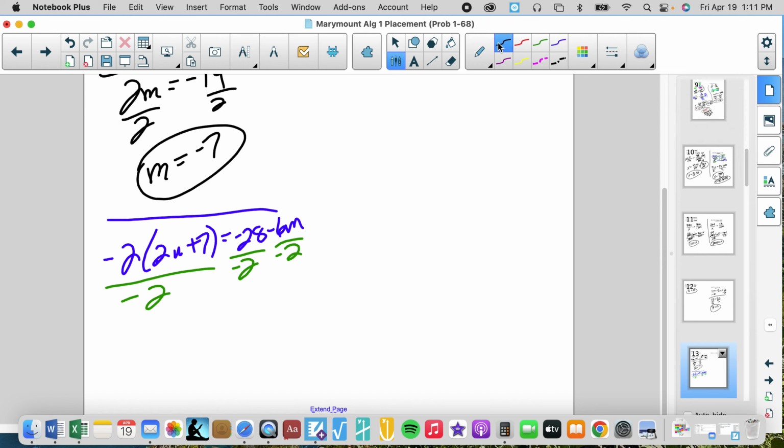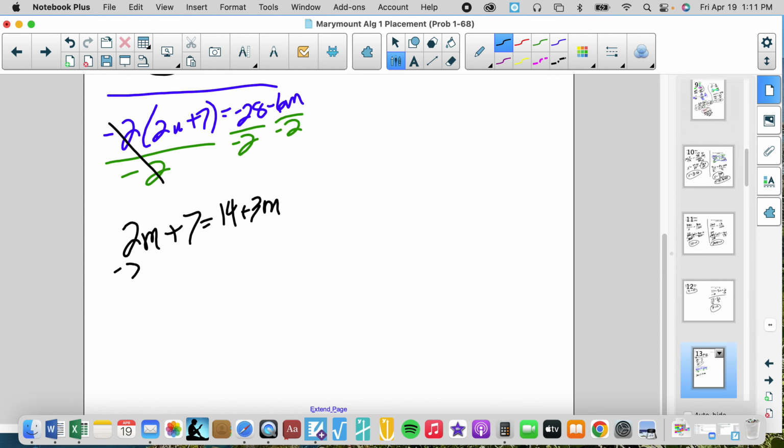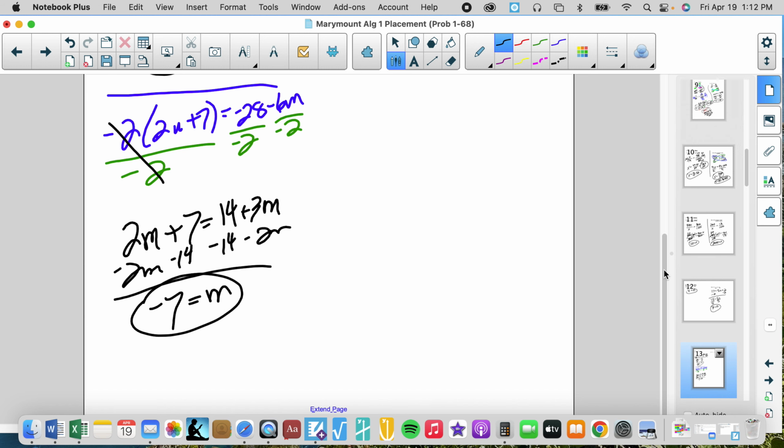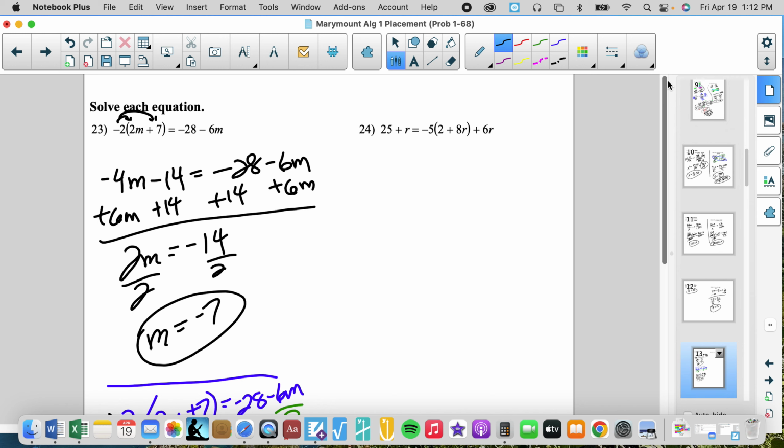Which would give me, these cancel, so that's 2m plus 7 equals 14 plus 3m. Then we can subtract the m, subtract the 14, subtract the 2m, subtract the 14, and we get negative 7 equals m. Same answer, just a little bit more efficient.